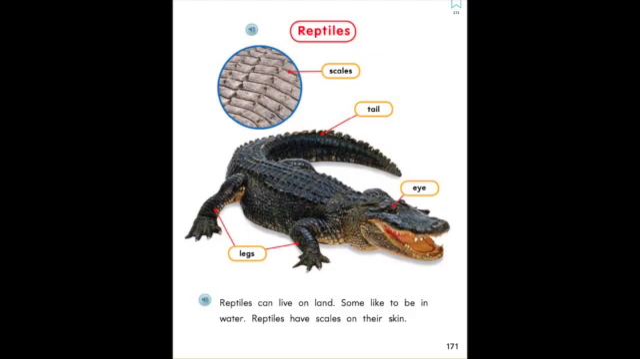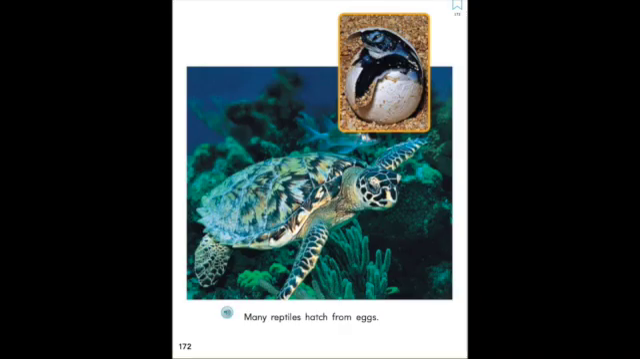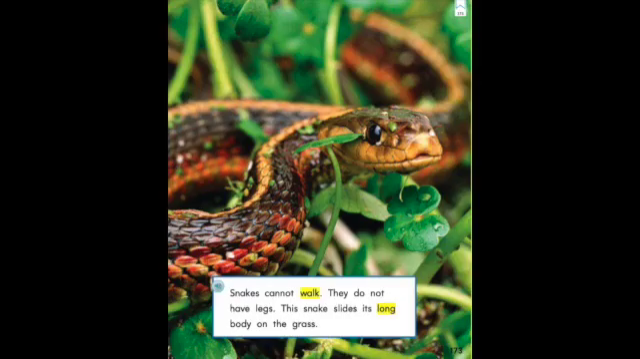Reptiles can live on land. Some like to be in water. Reptiles have scales on their skin. Let's look at our labels. Reptiles, scales, tail, eye, legs. Many reptiles hatch from eggs. There are no labels here, but we can see a little turtle coming out of his egg. Snakes cannot walk. They do not have legs. This snake slides its long body on the grass.